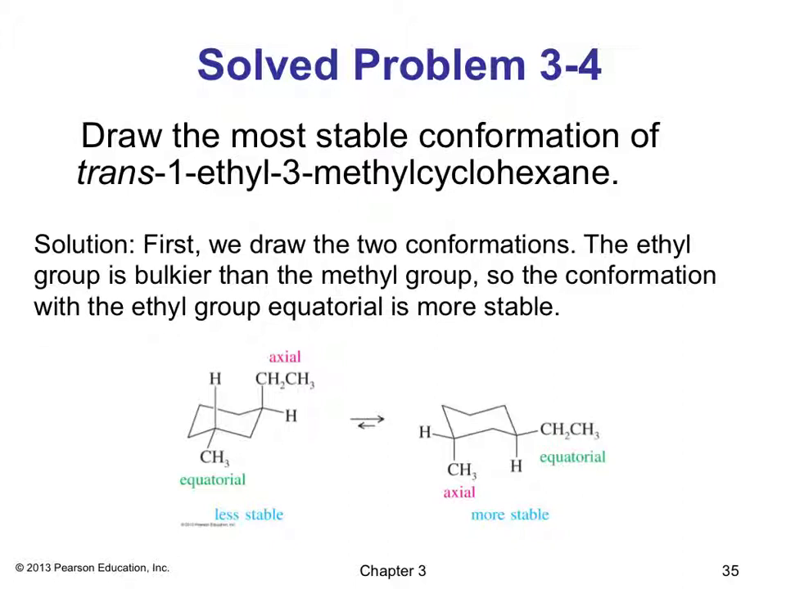Another problem, draw the most stable conformation of trans 1-ethyl 3-methylcyclohexane. So first you want to draw the two conformations shown here. You can have one axial, one equatorial, and then you do the ring flip and now this becomes equatorial and this becomes axial. The ethyl group is bulkier than the methyl group. As a result, you don't want this in the axial state. Rather, you'd prefer to have the methyl group in the axial state and the ethyl in the equatorial. As a result, this conformation is the most stable.